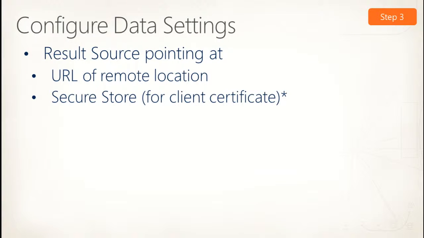And so the two pieces of configuration information we would specify for this result source is, number one, what is the URL of that remote location that I should talk to? And then in the case where we're going from SharePoint Online down to on-premise, we would also want to point to the location of the certificate that needs to be attached to that request so that UAG knows who the calling client is. And that certificate is stored in the secure store service.